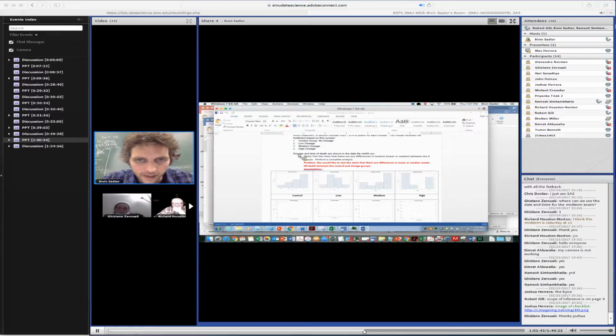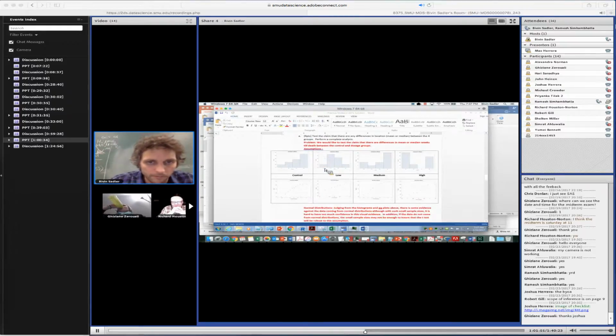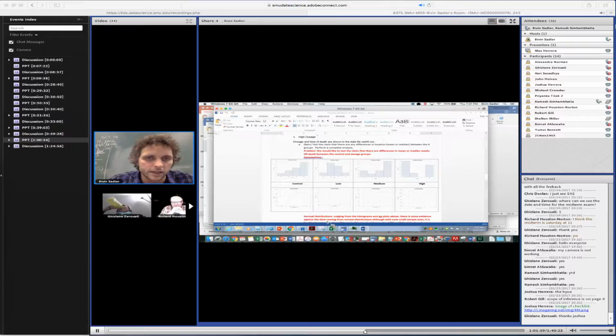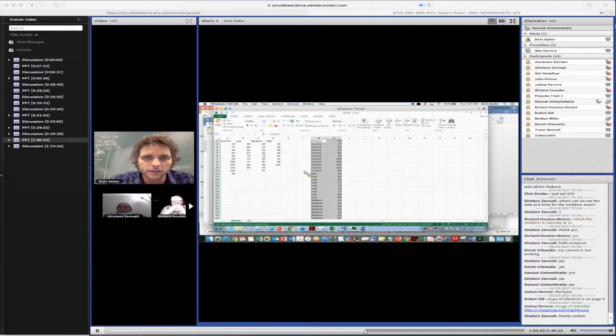Perform a complete analysis. Okay, so the first thing we got to do is state the problem. So problem, we would like to test the claim that there are differences in mean or median weeks till death between the control group and the dosage groups. So then we need to run our test. If we go out to red 40, this is the data on A through D here. So don't pay attention to G or H yet. But this is the data from A, B, C, D.